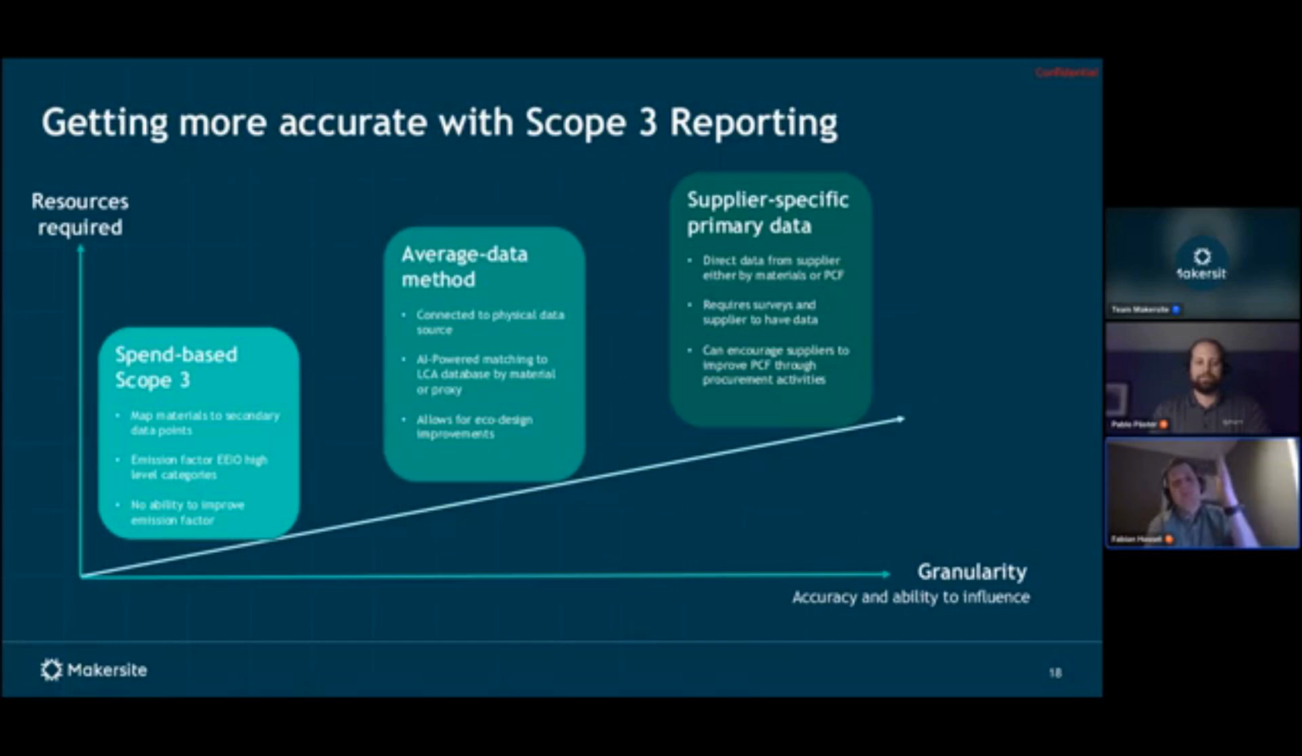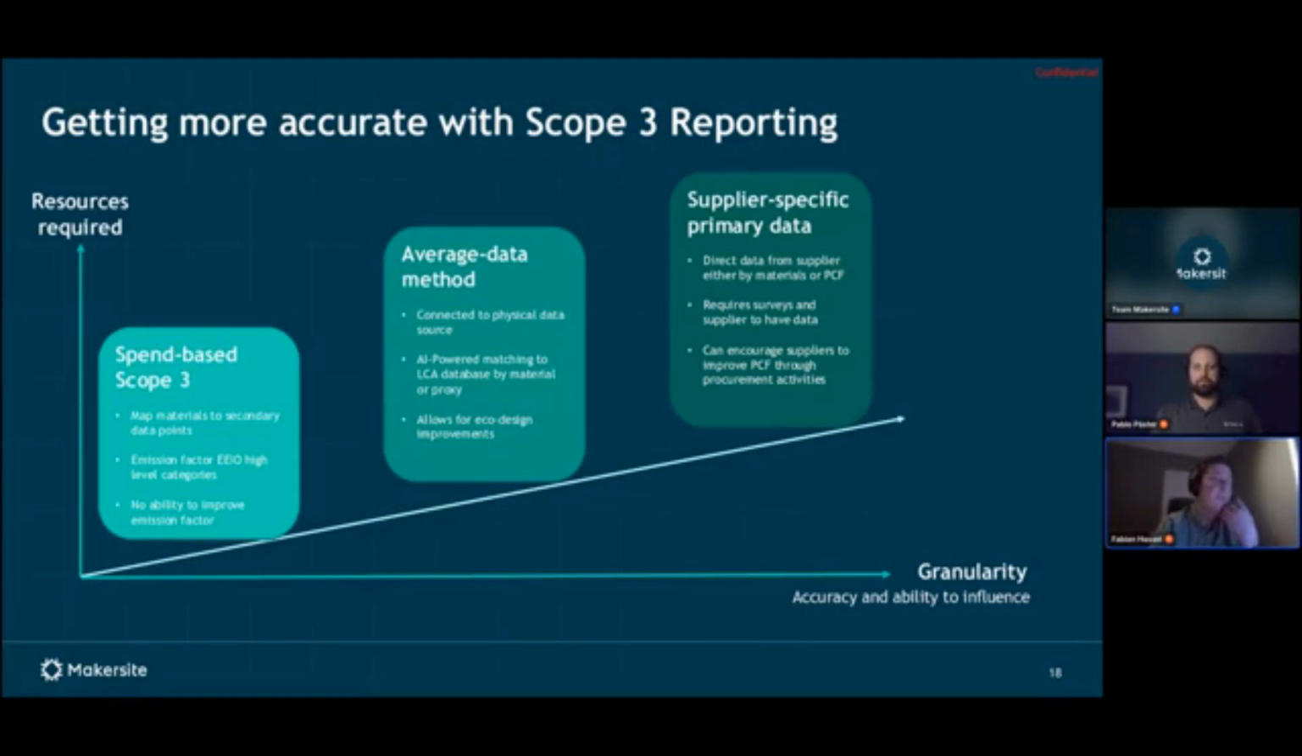So looking at the picture, we usually see that with increasing granularity, we have an additional amount of resources that are required to complete the picture. Now, we have the usual common starting point, which is a spend-based Scope 3 reporting, which allows, based on a dollar purchasing amount and using an average factor, to estimate roughly the environmental impact that I have on my Scope 3.1. There, I'm moving more into average data methods. It's a bit more granular, but it also requires more resources.